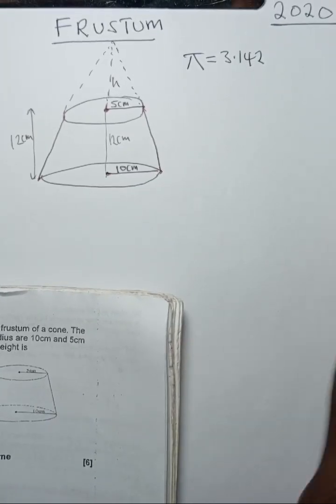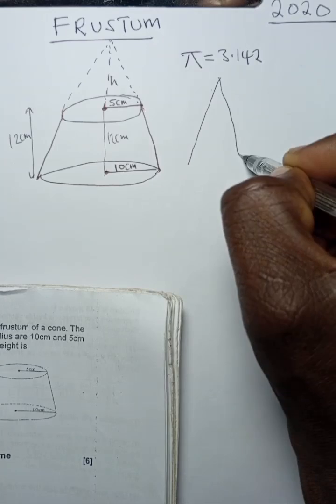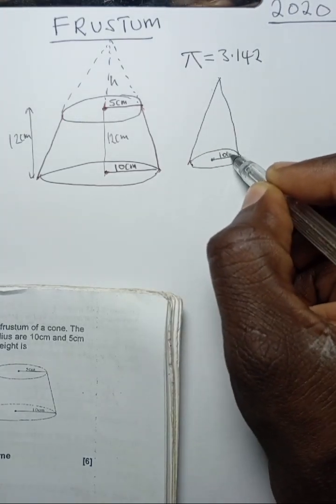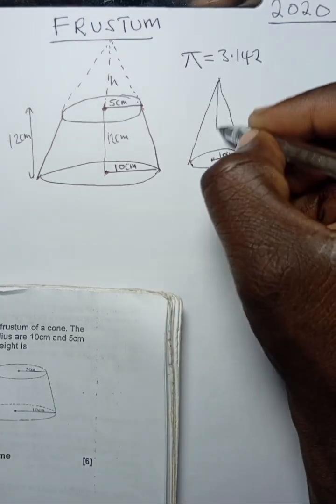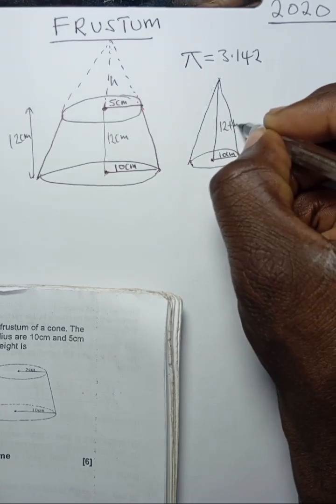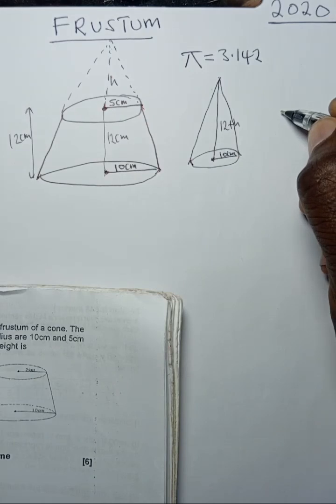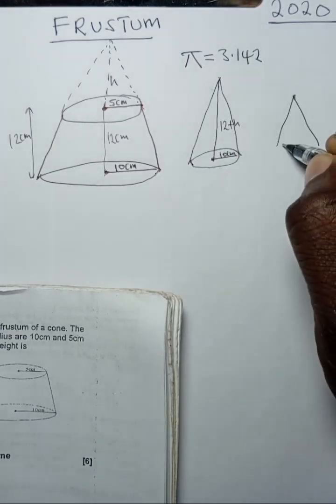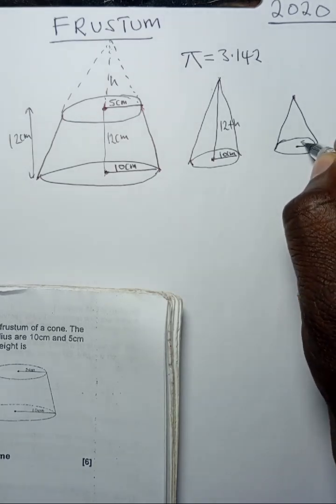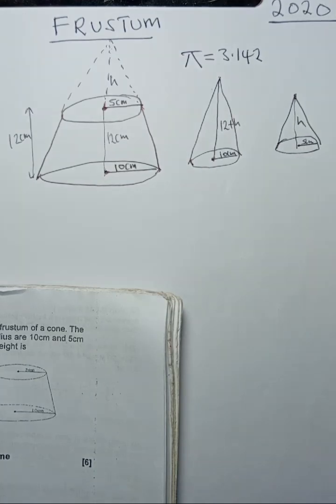So what you're going to do here is extract two cones. The first one, you get a bigger cone, which you have from here up to there. The radius is 10 centimeters, and the height here is 12 plus h, so I'll say 12 plus h in centimeters. Then the smaller cone, they want the extension. We have the radius here, it is 5 centimeters, and the height is h.